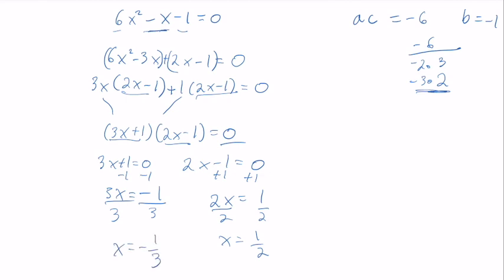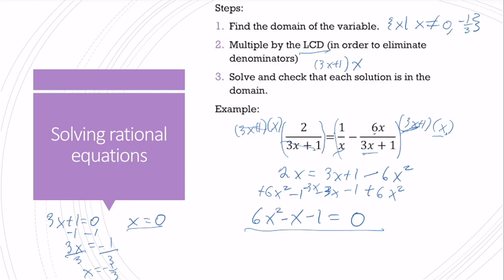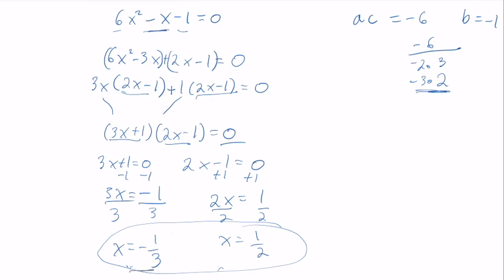Now, I need to check whether both of these, or one or none, are in my domain. Because remember, it can only be a solution if the value is in our domain. Well, our domain is all real numbers except for when x is 0 and x is negative 1/3. Well, negative 1/3, that's one of the solutions that we found. So this is not a solution. That means our only solution to this rational equation is when x equals 1/2.